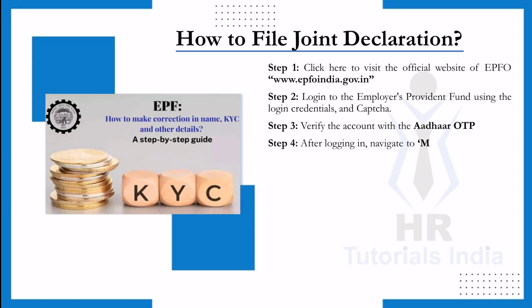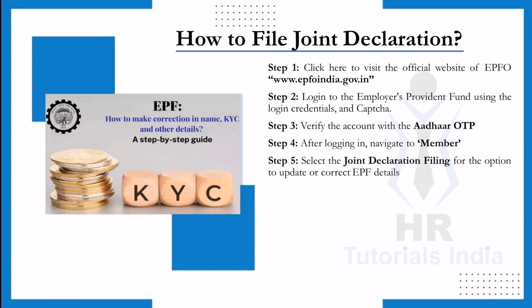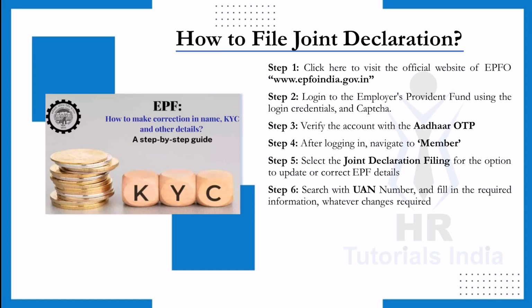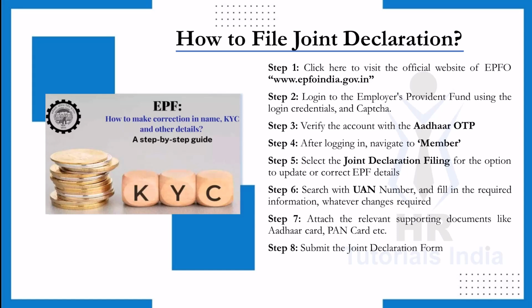Step 4. After logging in, navigate to the Member tab. Step 5. Select the joint declaration filing option to update or correct EPF details of the employee. Step 6. Search with UAN number and fill the required information, whatever the changes required. Step 7. Attach the relevant supporting documents like Aadhaar card, PAN card, etc. Step 8. Submit the joint declaration form. Step 9. Once submitted, status can be checked to ensure that updates are processed on time. So friends, this is the step-by-step process of how to file joint declaration by the employer in the EPF portal theoretically.